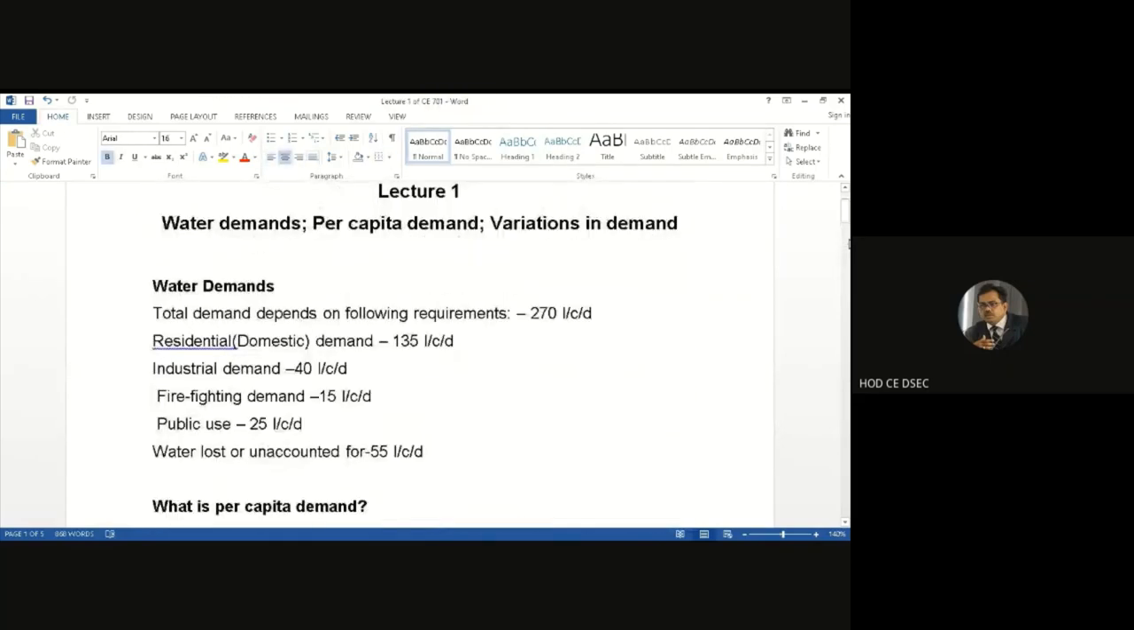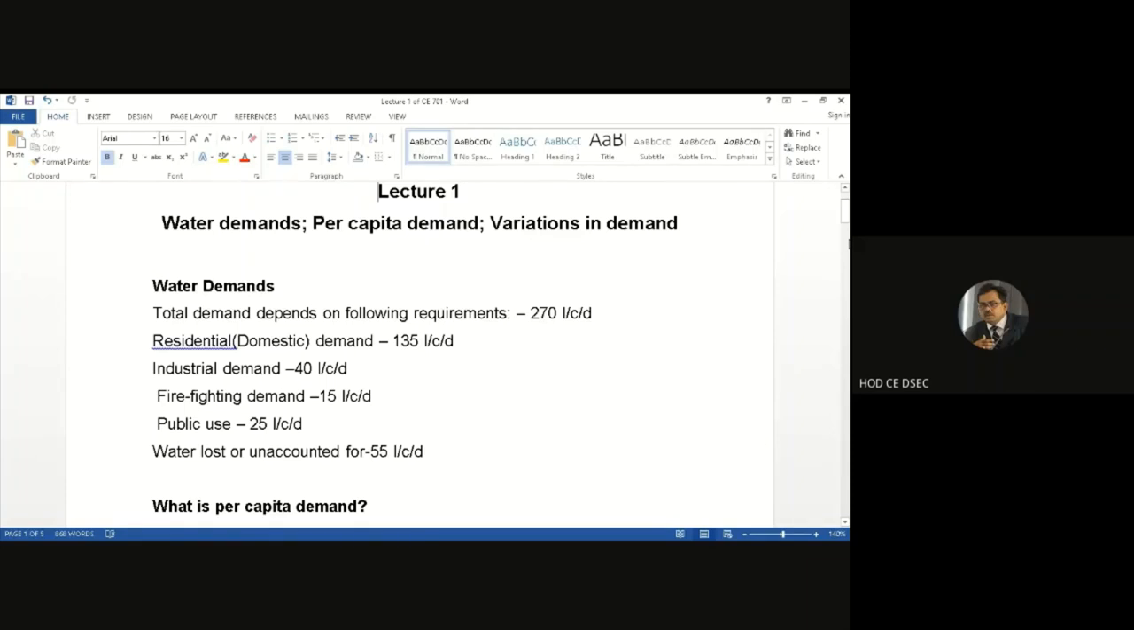So this is the overall topic of the first lecture, that is the water demand, per capita demand, and the variation of demand, which is contained in your module 1. Water requirement: what we use water for, and what is the significance and importance of water demands? Because if we can't calculate the water demand, you cannot properly design water systems. The water demand depends on the per capita demand, sector wise, and for the total water demand you have to multiply by the capita, that means the person.